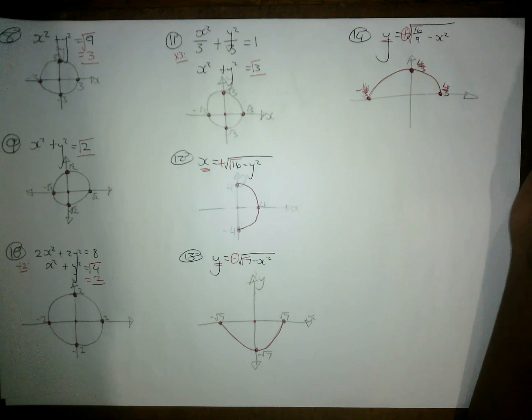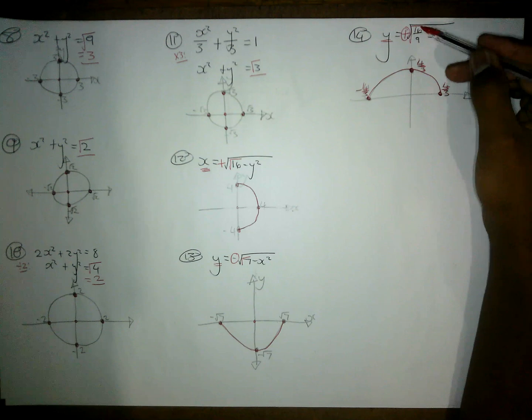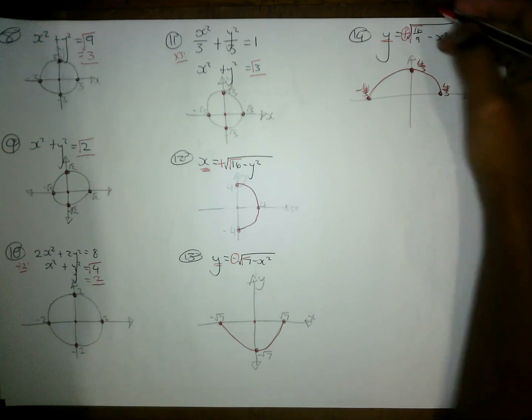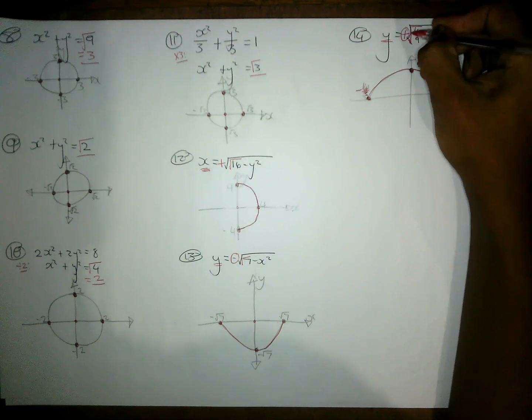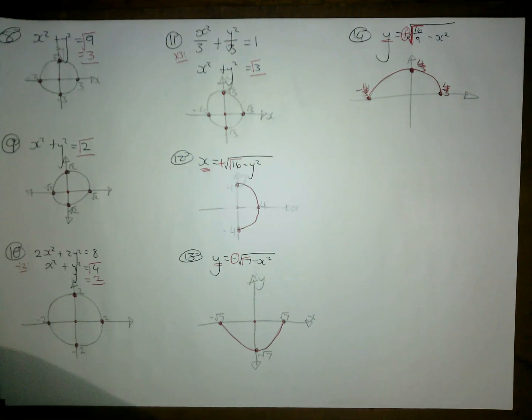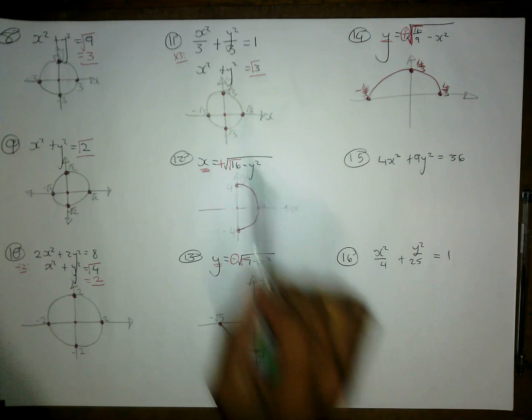Now we said the square root of 16 over 9 is 4 over 3. Yeah, let me see. Is what we get. Okay, so that's number 16, and it's number 11, right?